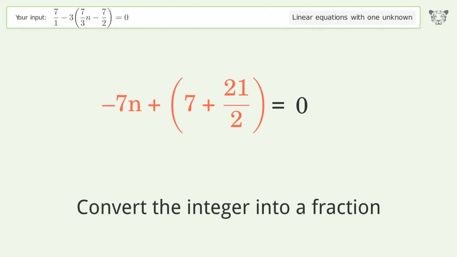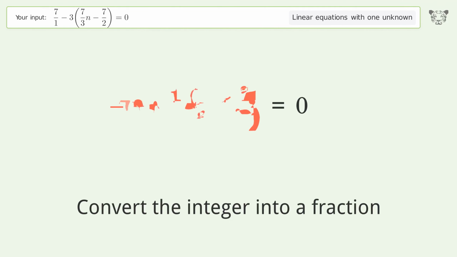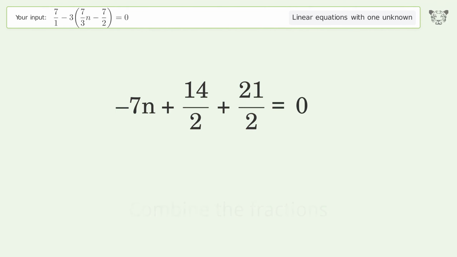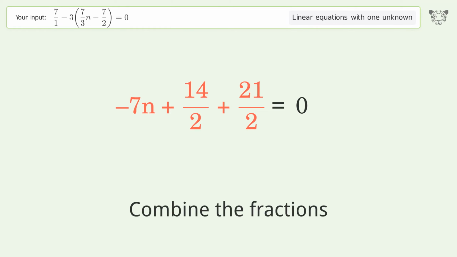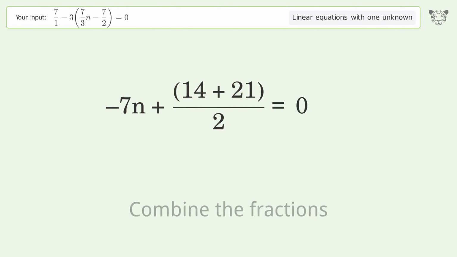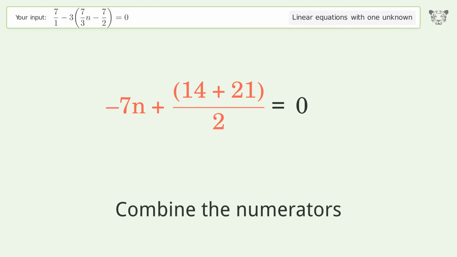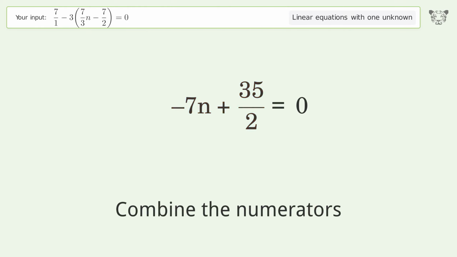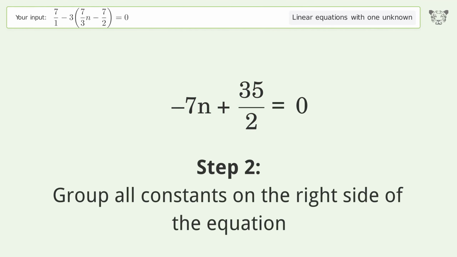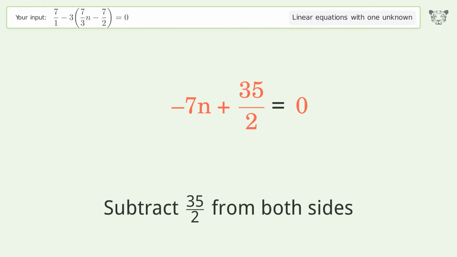Convert the integer into a fraction. Combine the fractions. Combine the numerators. Group all constants on the right side of the equation. Subtract 35/2 from both sides.